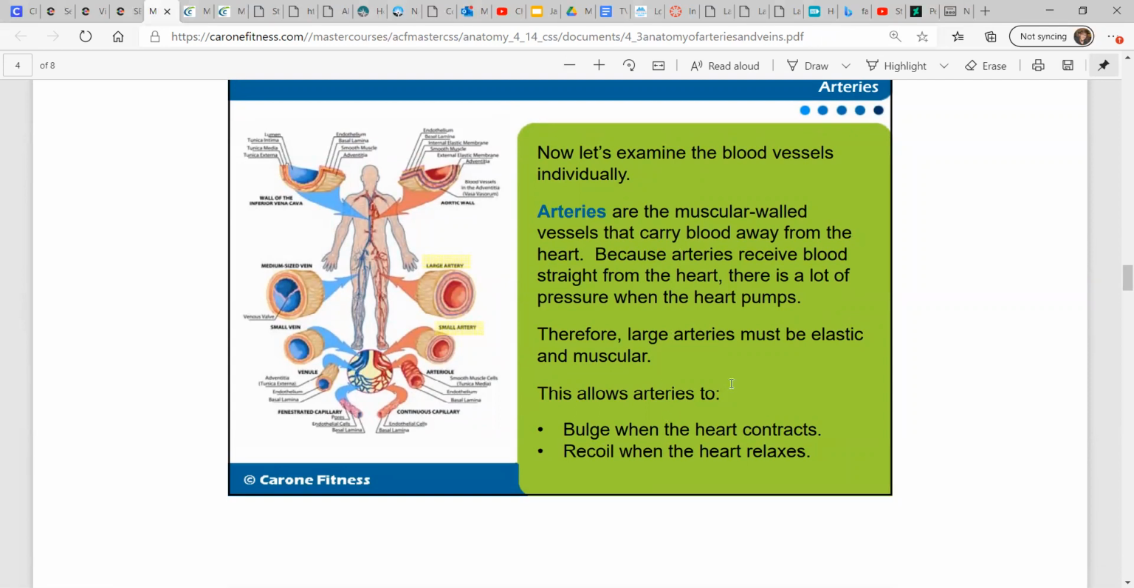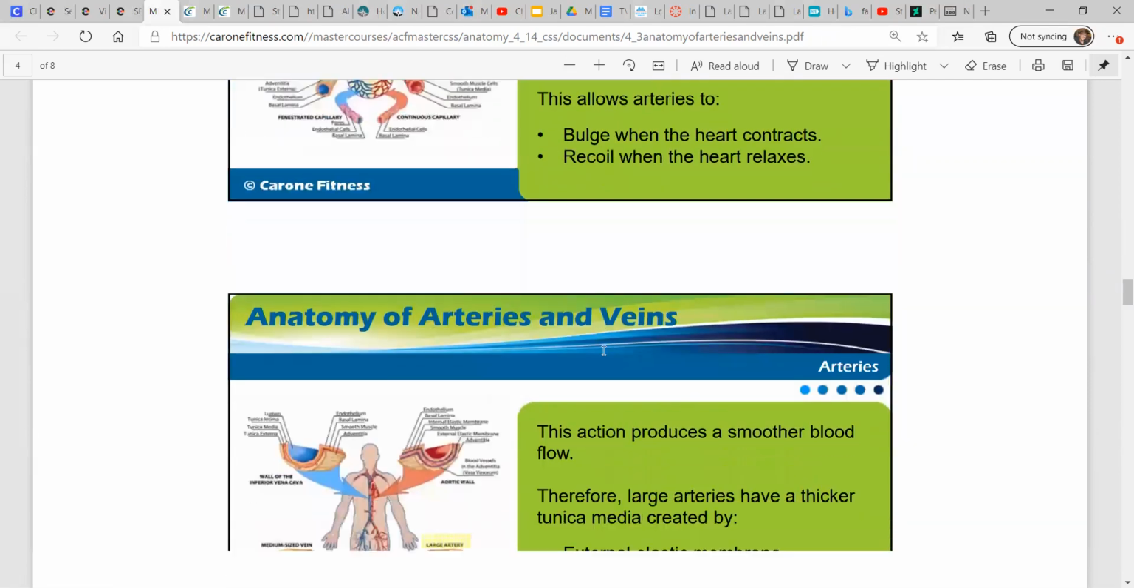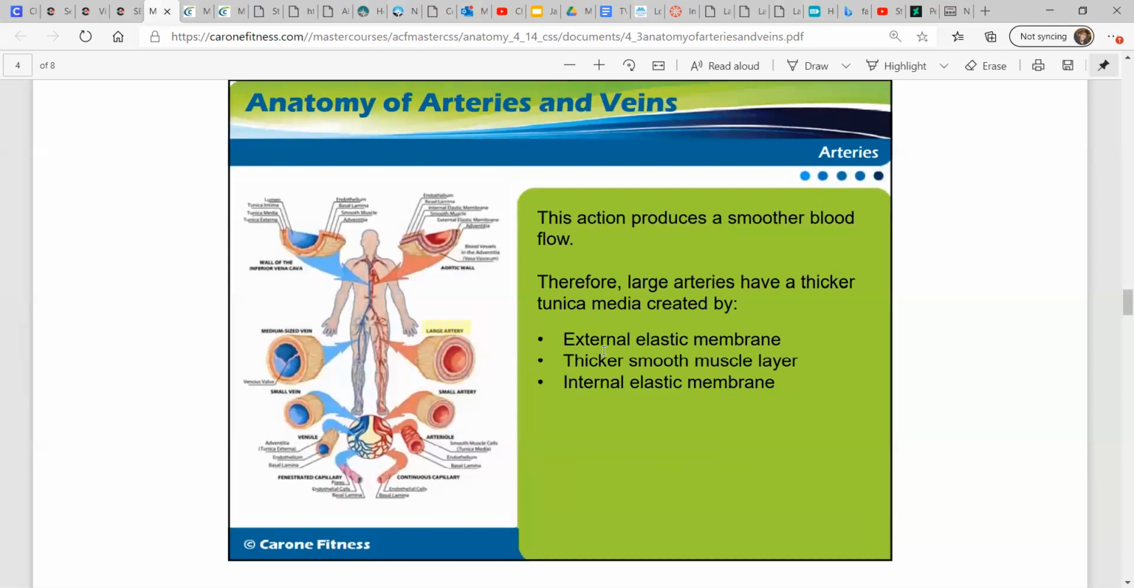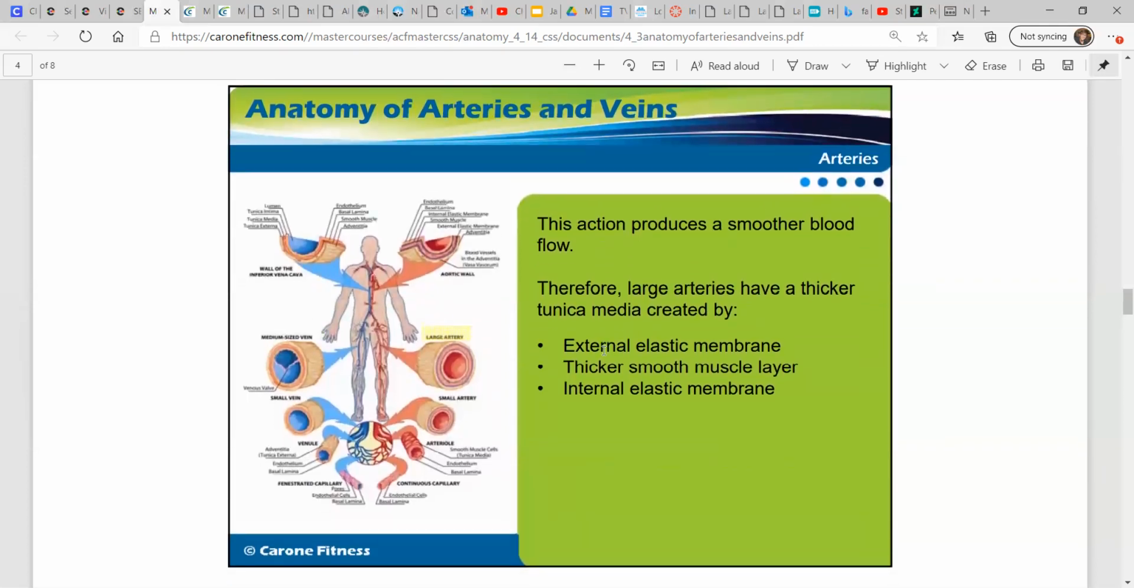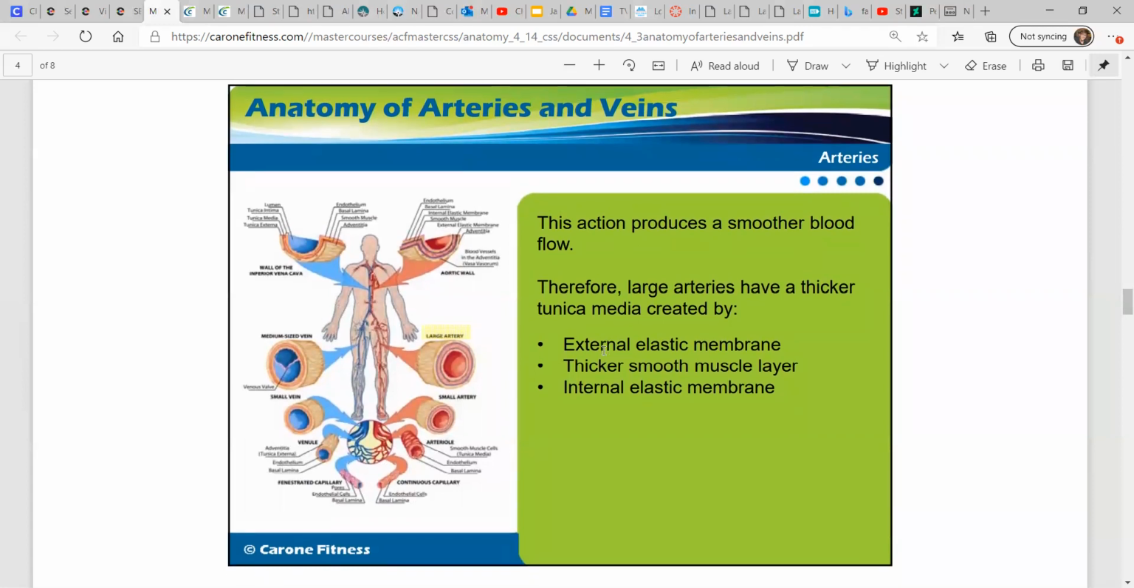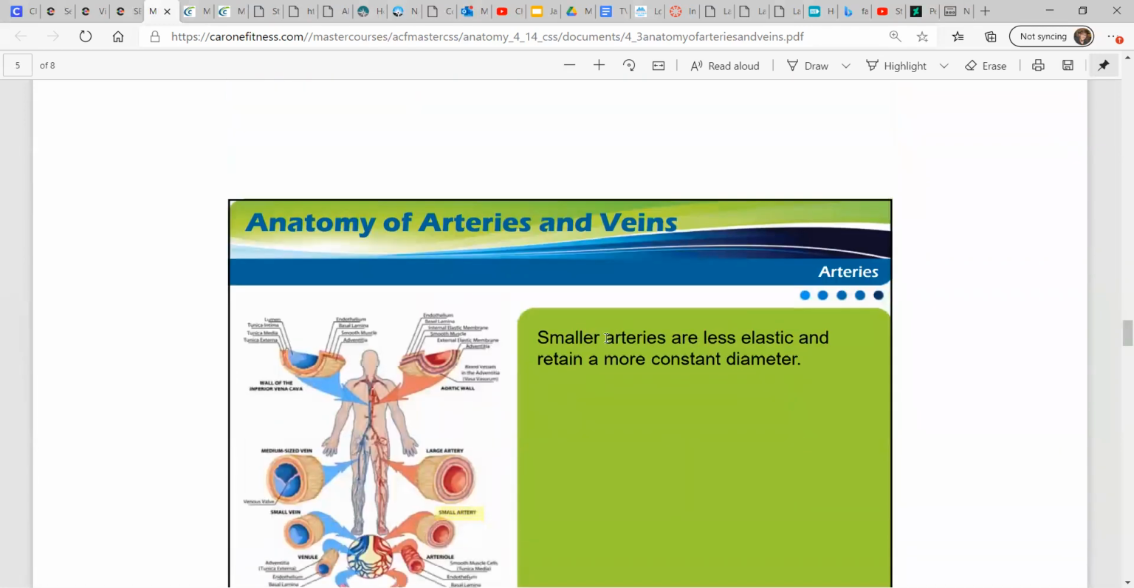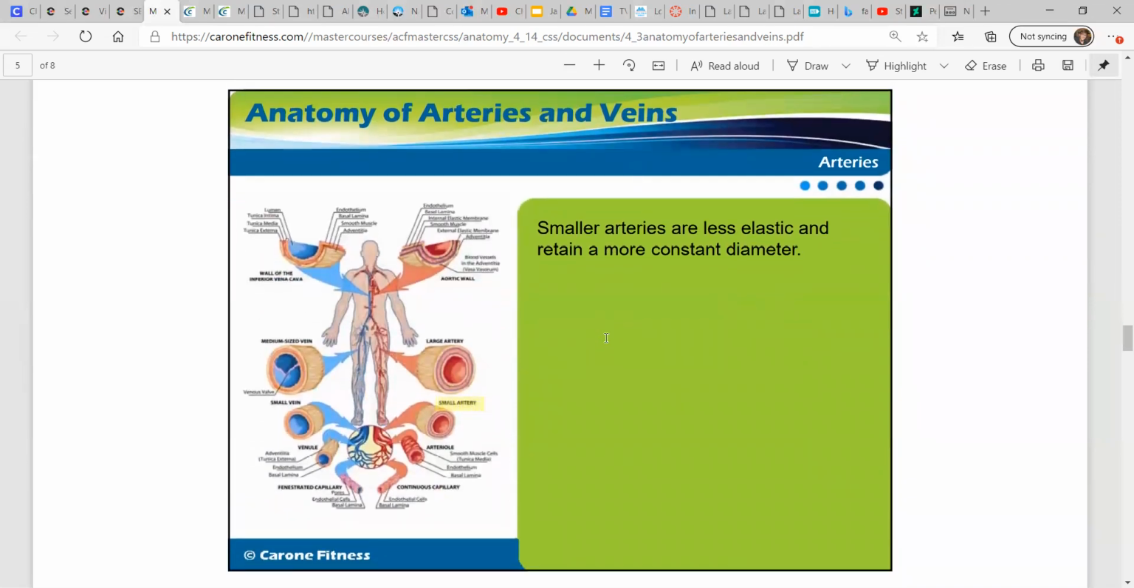Bulge when it contracts, recoil when the heart relaxes. And this action produces a smoother blood flow. Therefore, large arteries have a thicker tunica media created by external elastic membrane, thicker smooth muscle layer, internal elastic membrane. And looking at those, the smaller arteries are less elastic and they retain a more constant diameter. They're so small that they can get away with not being as elastic and maintaining the same shape of diameter.